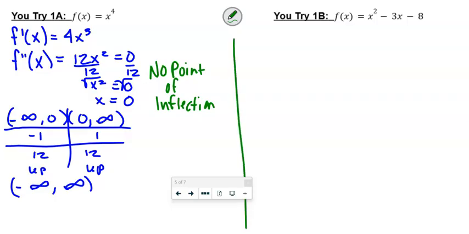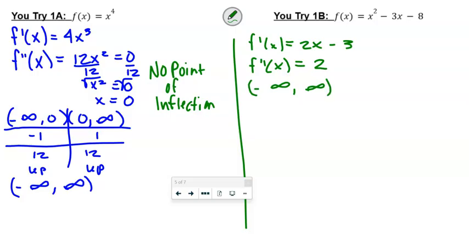All right, let's do this next one, okay? You can pause the video here, again, do it yourself, or come back, and maybe you already did. So, all right, here we go. So this is going to be 2x minus 3. And then our second derivative is going to be just 2. Oh, wow. So this is just, again, going to be from negative infinity to infinity. It's going to be up, right? Because that's positive, right? Okay. So that means, again, there is no point of inflection here.